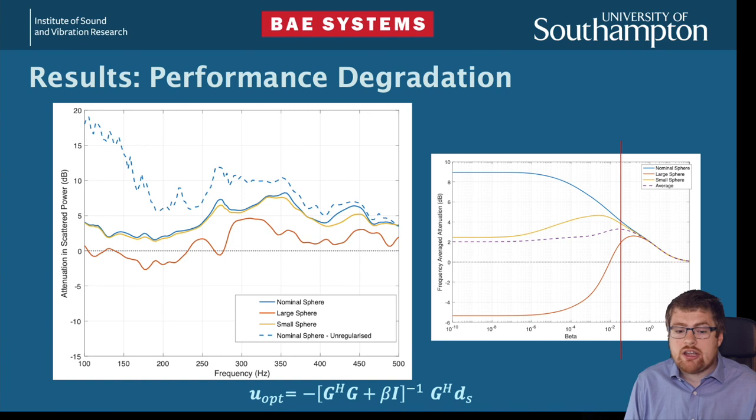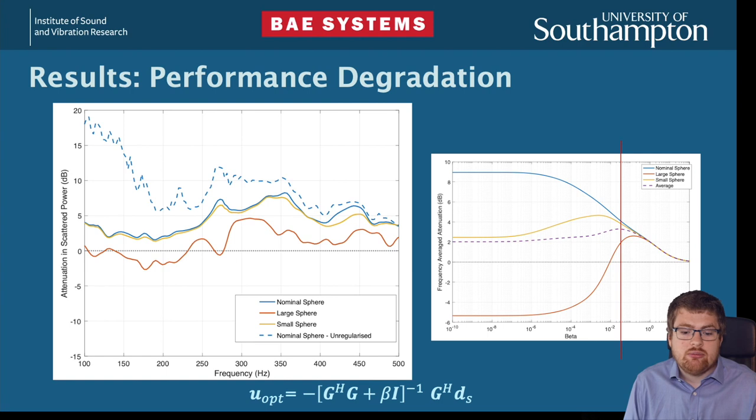This plot shows that by regularising, we're losing a lot of performance in the nominal case, especially at lower frequency, where the system is poorly conditioned. However, by doing this, we're heavily increasing our robustness. And actually, now the controller performs almost equivalently, whether we look at the nominal case or the small sphere. Even in the case of the large sphere, which is not doing quite so well, we're still achieving control across the majority of the frequency range, albeit at the expense of the nominal performance.